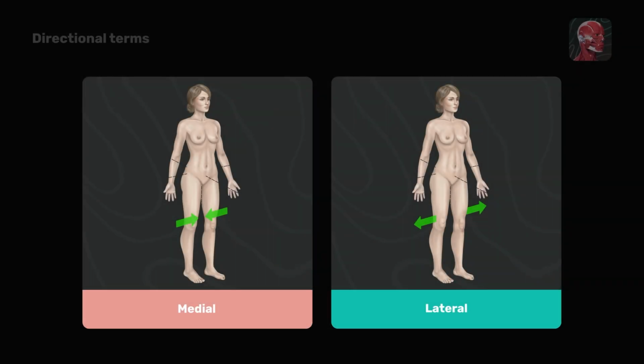The next pair of terms describe the proximity of a structure to the median plane. Medial means closer to the median plane, and lateral means further from the median plane. For instance, our eyes are medial to our ears, and the ears are lateral to the eyes.